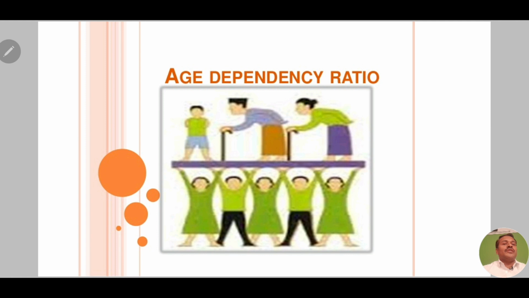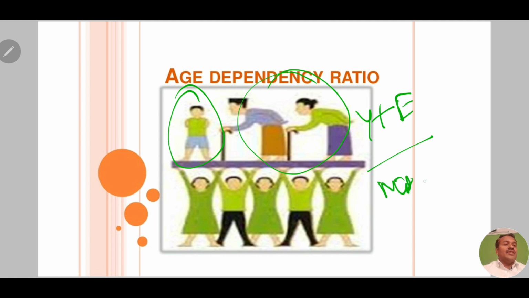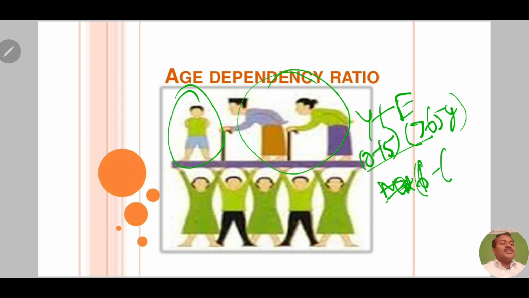So what is the dependency ratio? This is another important question for you. It is the ratio of the number of young people plus the elderly age group to all the people in the middle age. For example, young people in the age group of 0 to 15 years and the elderly who are above 65 years are in the numerator. In the denominator, we have people in the middle age group from 16 to 64 years.